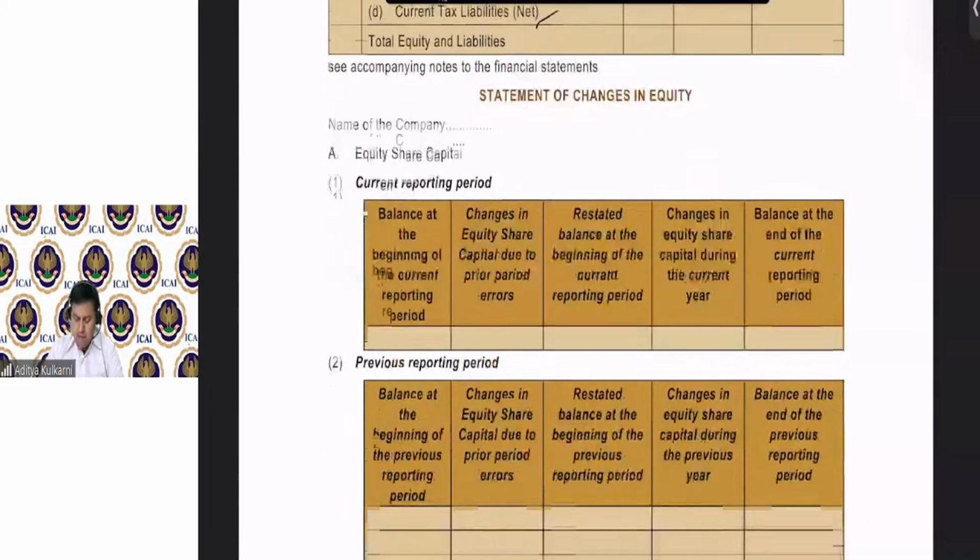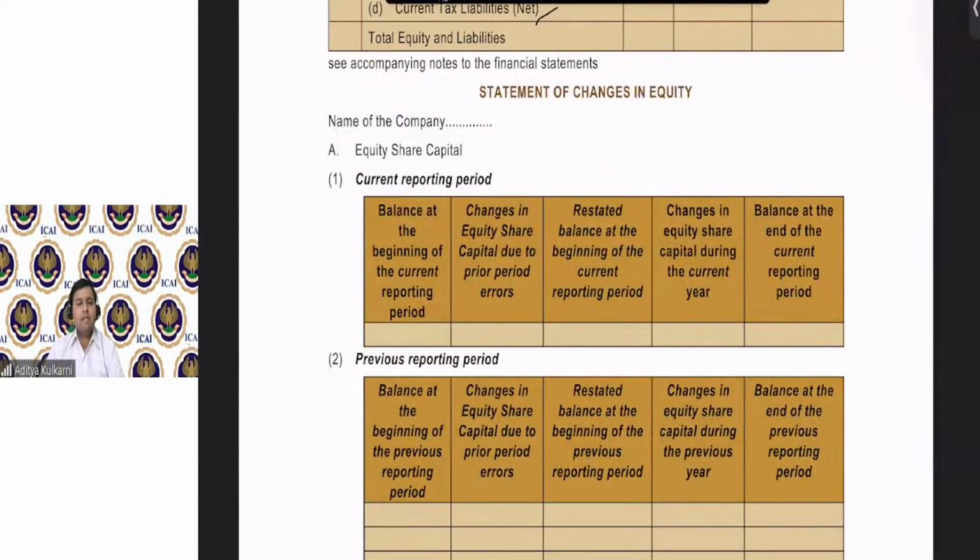Coming to the next one, statement of changes in equity, you will present it for each item of reserves and surplus that was there erstwhile under the earlier regime. So for each item you will present what is the opening balance, what is the changes due to prior period errors, restated balance. This is in line with the standard on prior period items, errors, etc. Changes in equity share capital during the current year and balance at the end of the current reporting period. So you will do it for the current period as well as the previous reporting period.